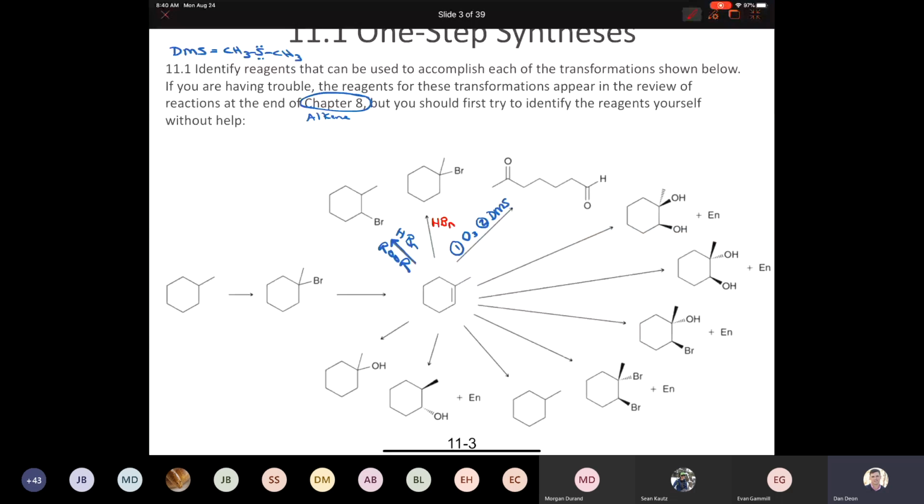The next reaction is a syn dihydroxylation of an alkene. I was making some notes before class, and we learned 5 different ways to do this. And you're like, what? 5 different ways? Do I have to know 5 different ways?